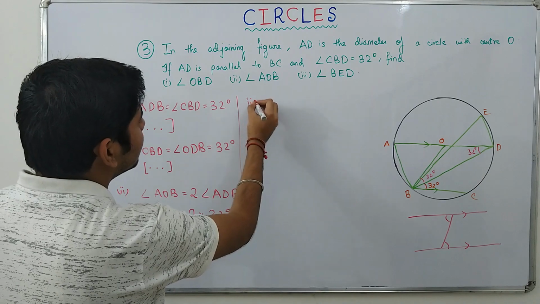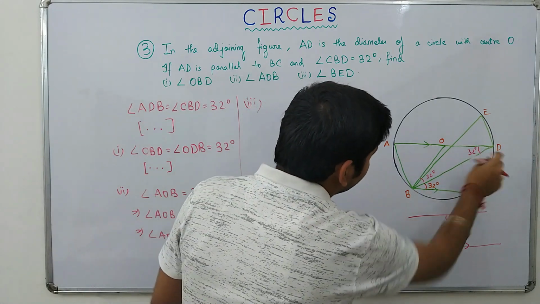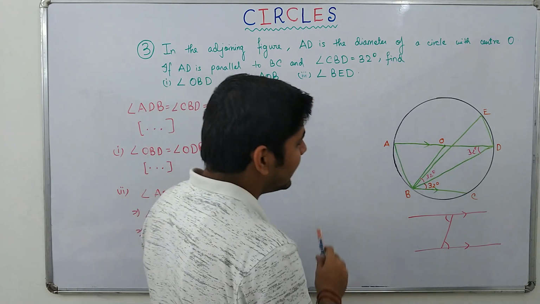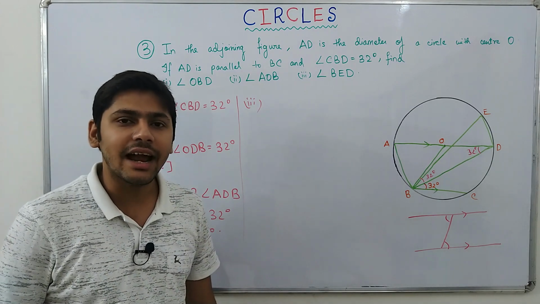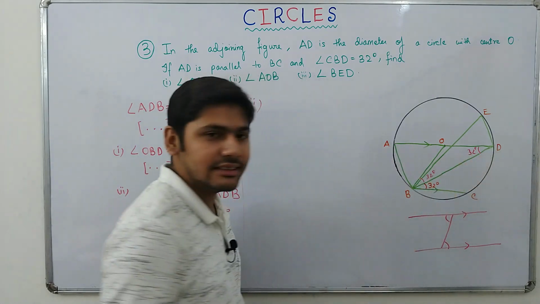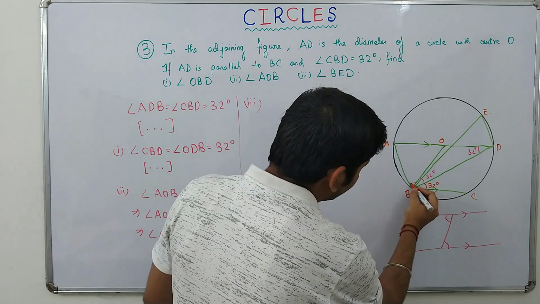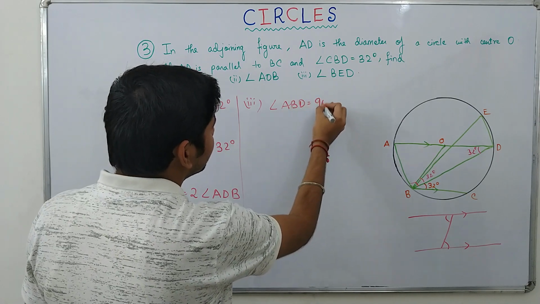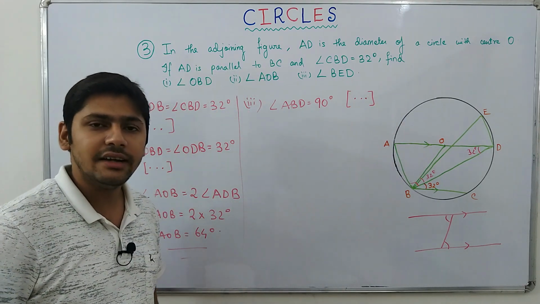In the third one, we have to calculate angle BED. Let's check it out. Angle BED. Now AD is the diameter of the circle. That means it is dividing the circle into two semicircles. And we studied that angle in a semicircle is a right angle. We can see that angle ABD is an angle in the semicircle, so it will be 90 degree. So angle ABD is equal to 90 degree. Let me write it down. Angle ABD is equal to 90 degree. And beside it, I will write that the angle in a semicircle is a right angle.